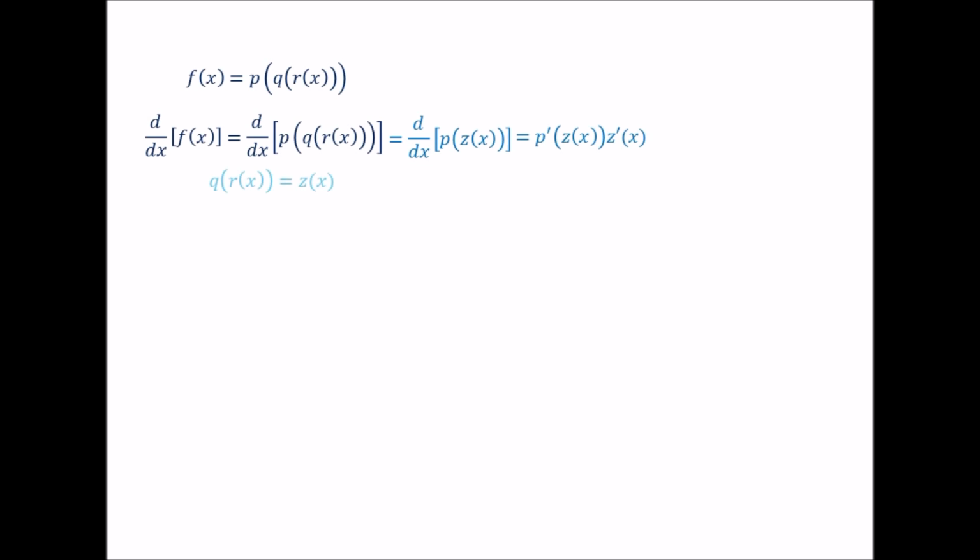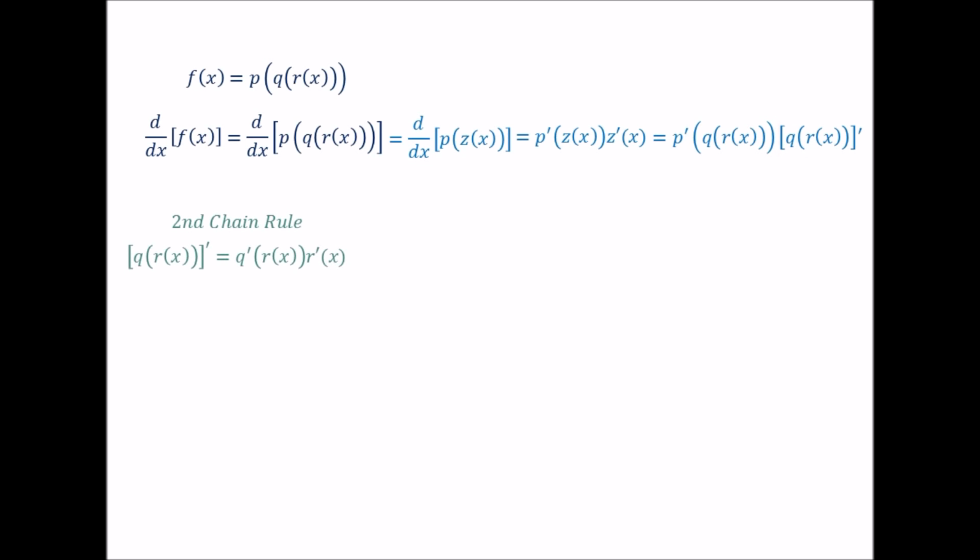We will then plug our inner composite q of r of x in for z of x and then get this. Notice how we now have the derivative of our inner composite, the quantity q of r of x prime on the outside, requiring a second chain rule to break it down even further. So we apply that chain rule and then get this: p prime of q of r of x times q prime of r of x times r prime of x.